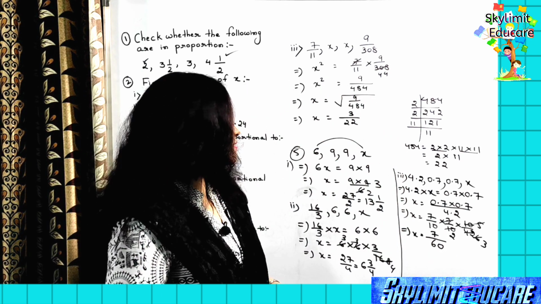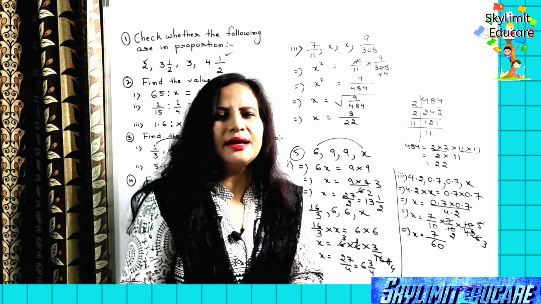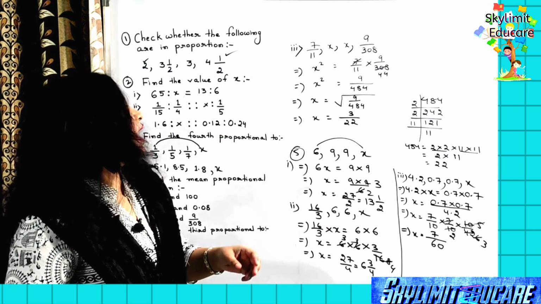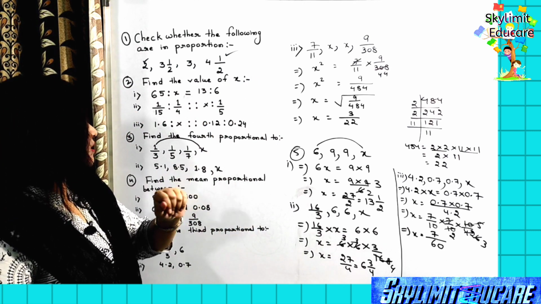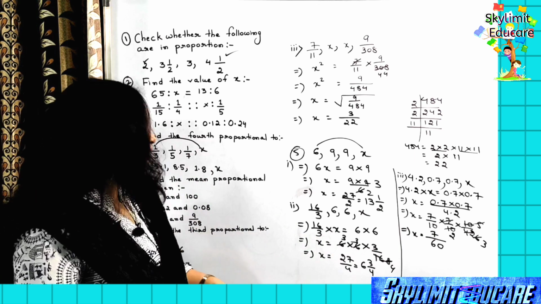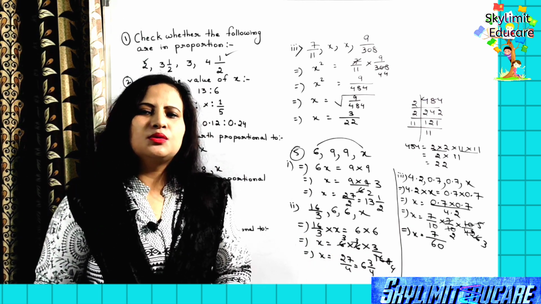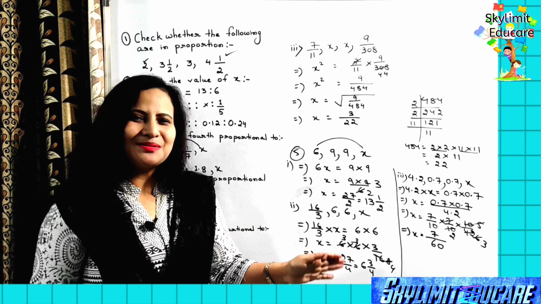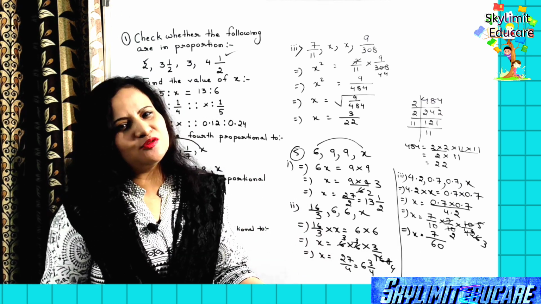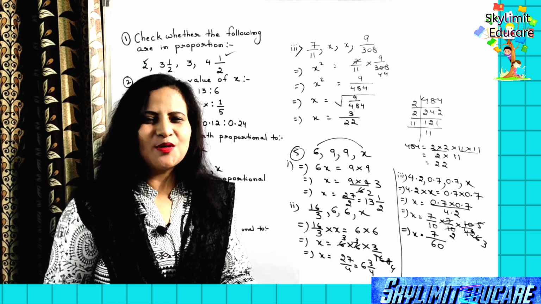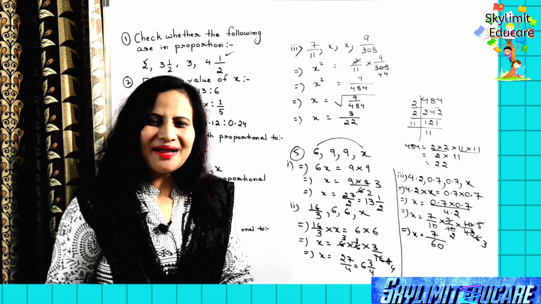So I hope students with this your idea must be clear regarding how to find the unknown term, how to find the fourth proportional, how to find the mean proportional and how to find the third proportional. Okay, so please keep practicing these numbers, complete your assignments, and in the next class we'll be solving some more important questions on ratio and proportion. Till then, study well and take care.